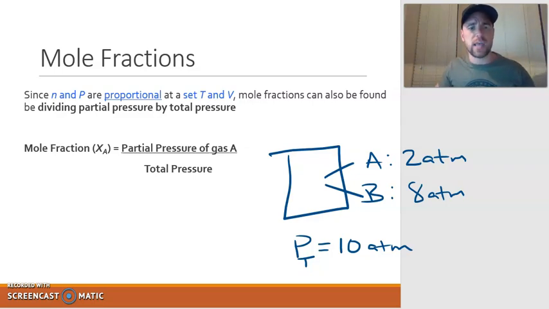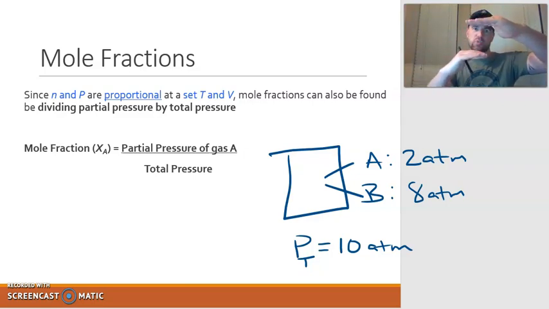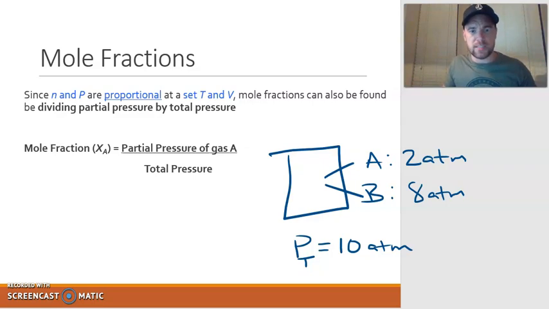Since number of moles and pressure are proportional to each other, as long as the temperature and volume are set, meaning you don't change them, then you can figure out mole fractions either by taking your part moles divided by total, which is what we did on the previous slide, or by taking partial pressure divided by total pressure. And you'll get the same answer. You'll get the same mole fraction.